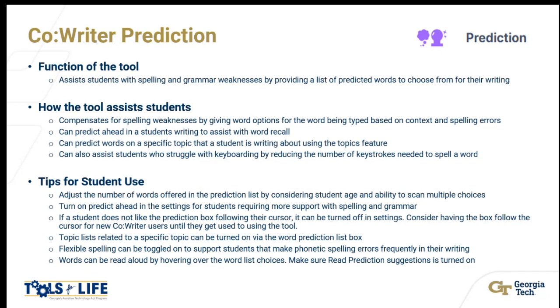This assists students with spelling and grammar weaknesses by giving them a list of predicted words to choose from for their writing. It compensates for any spelling weaknesses that students may have based on context and spelling errors. It can predict ahead in a student's writing to help assist with word recall. You can predict words on a specific topic. I will show you how to turn on a topic dictionary as well. And it assists students who struggle with fine motor deficits, or newer keyboarders who are slower to type, by reducing the number of keystrokes needed to spell a word. And I will show you how that works.